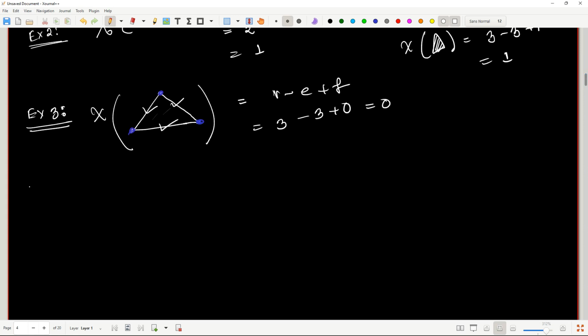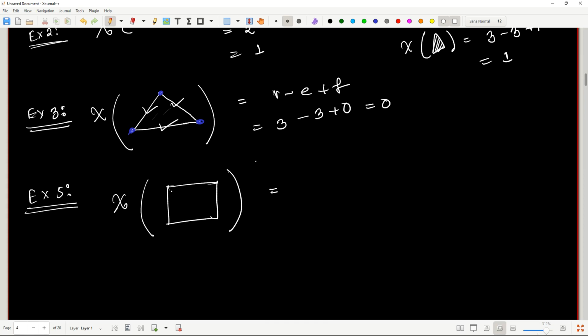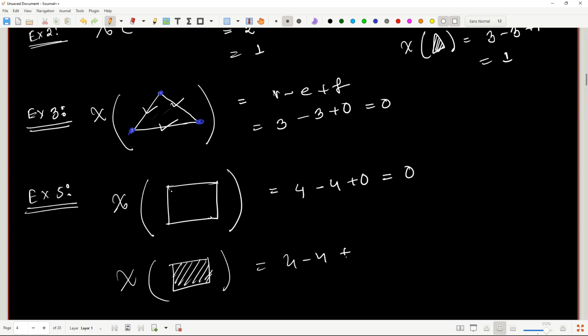Now if you want to compute, let's say this is, I think, example 5, yeah, the Euler characteristic of a square. This is a hollow square. You see you have 4 vertices, you have 4 edges, and 0 faces. So you have the Euler characteristic as 0. Similarly, if you take a filled-in rectangle like this, it is just 1. Now these are pretty simple geometrical objects. Let's try to focus on something else.